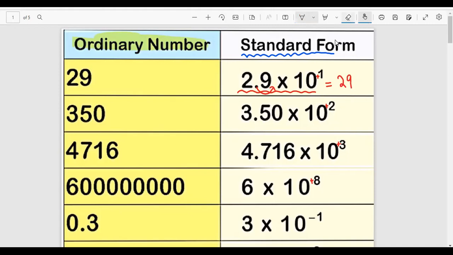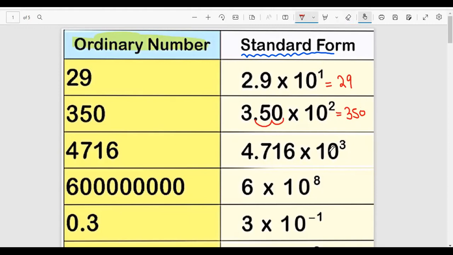Okay. Again, the question is 3.5 multiplied by 10 power 2. It's positive 2. So this decimal would be moved towards the right side. Okay. And how many units? 2 units. So 1, 2 units, and it would become 350. Okay. Then we have 4.716 multiplied by 10 power positive 3.